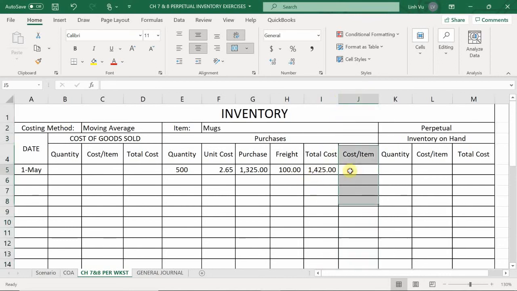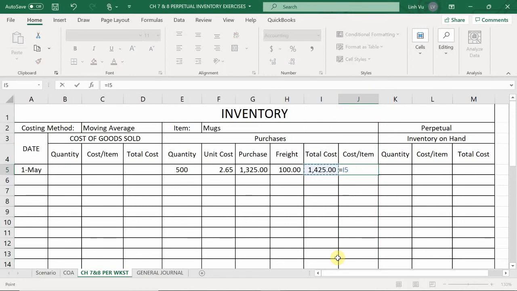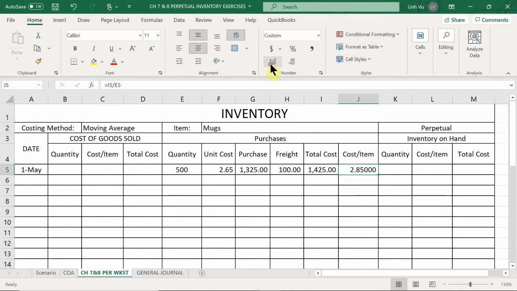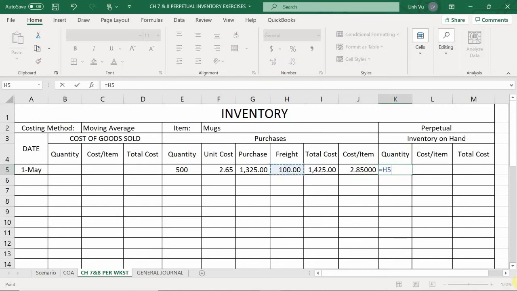Now in this case, because it's the only batch of inventory that we have, I'm going to go ahead and solve for my cost per item, which in this case should be $2.85. Okay. I'm going to carry that amount over into my inventory on hand.